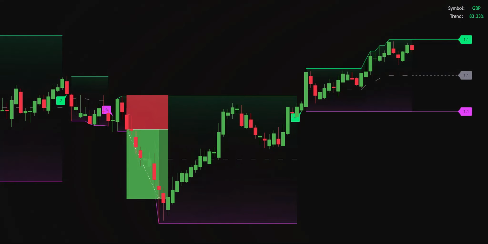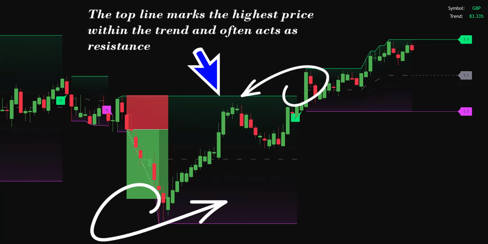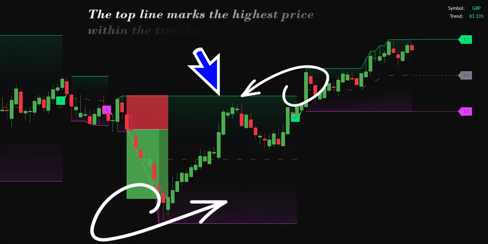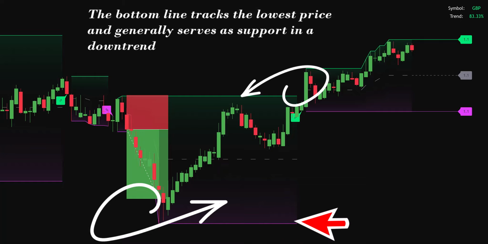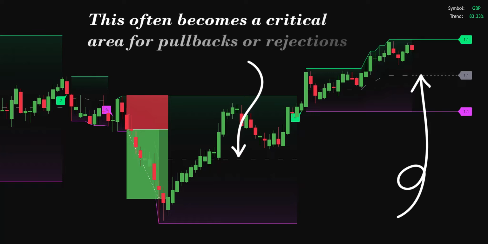At the core of this indicator is a color-coded trend ribbon, a visual structure that includes a high-level line at the top and a low-level line at the bottom. The top line marks the highest price within the trend and often acts as resistance, especially in an uptrend. The bottom line tracks the lowest price and generally serves as support in a downtrend. Sandwiched between them is the midline, which often becomes a critical area for pullbacks or rejections.